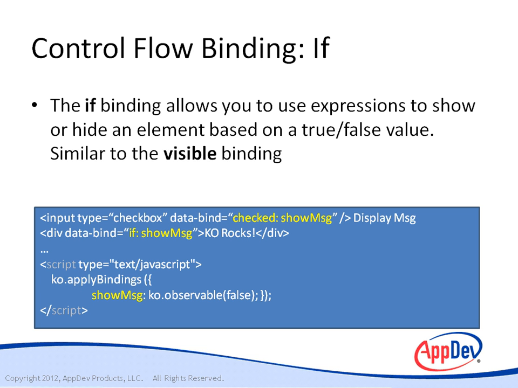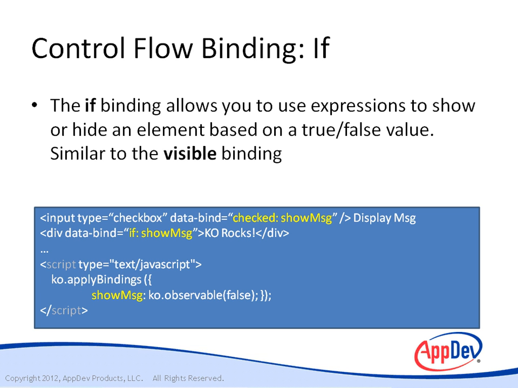We have an input type checkbox that has a data-bind of checked for the showMessage variable. And what that does is when you click the checkbox and it's checked, it will turn to true. If not, it's going to be false. Checked is a binding of Knockout that basically turns checkboxes and radio buttons true and false.